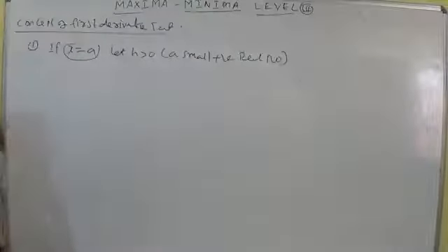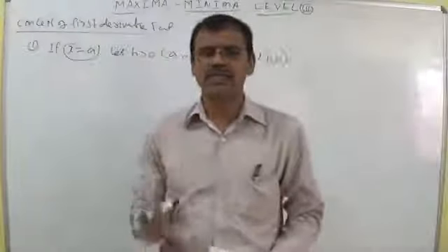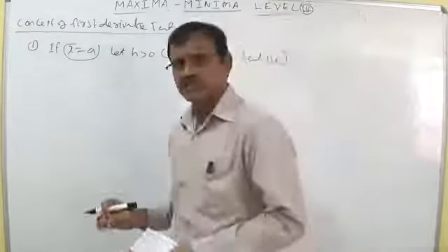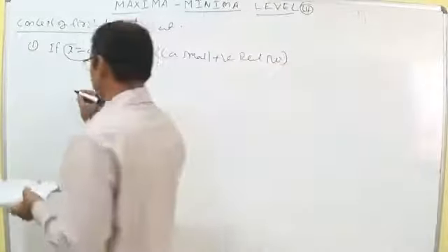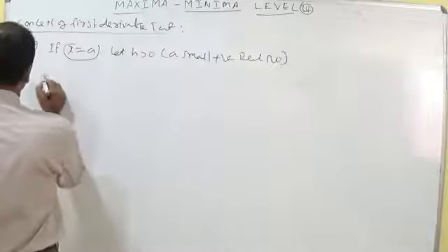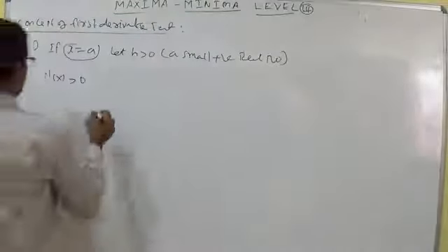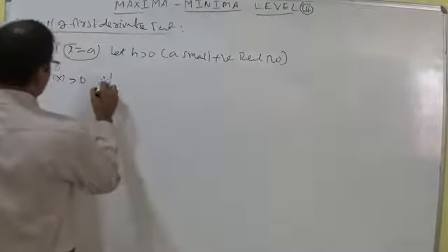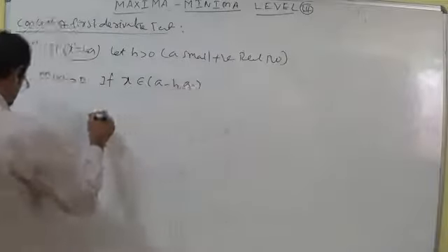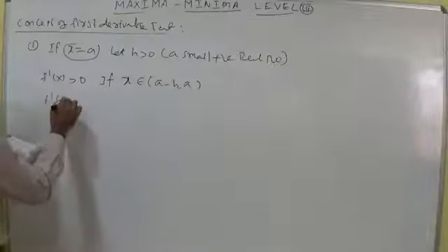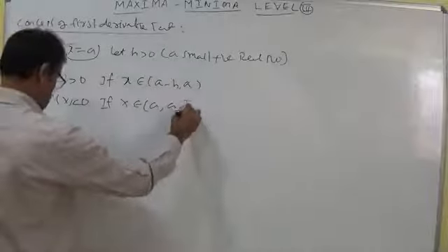Then let us consider the function f of x, whether it is minimum or maximum at the point a, in the interval a minus h comma a plus h. I am discussing the left neighborhood of a and the right neighborhood of a. Those are a minus h comma a plus h. So here I am writing f dash x greater than 0 if x belongs to a minus h comma a, and f dash x less than 0 if x belongs to a comma a plus h.